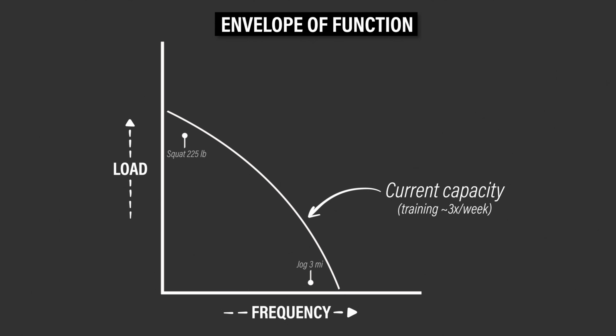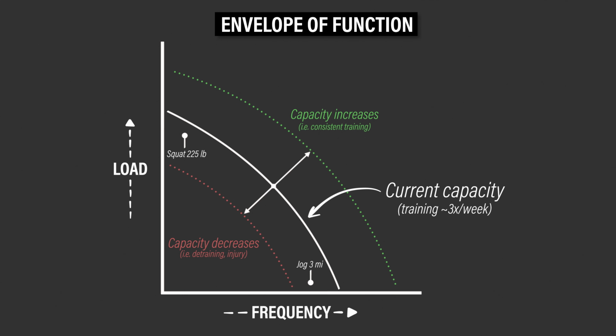Maybe you can jog 3 miles and squat 225 pounds. If you take a few months off, your capacity is going to decrease and your ability to withstand stressors is going to decrease. If you train regularly over time, your capacity should increase, and with it, your ability to handle more stressors. However, if you have a spike in load or frequency that far exceeds your current capacity, such as attempting to squat 400 pounds or jog 10 miles, you might get injured.